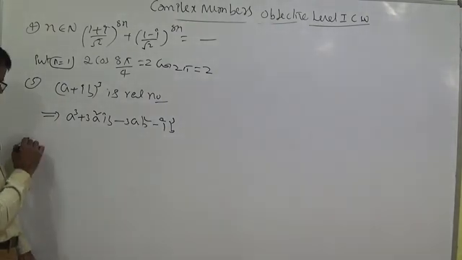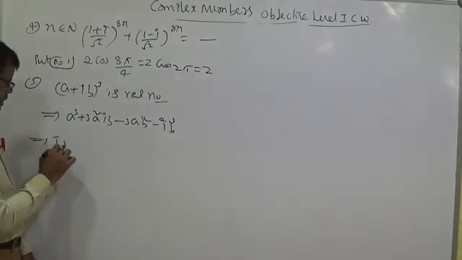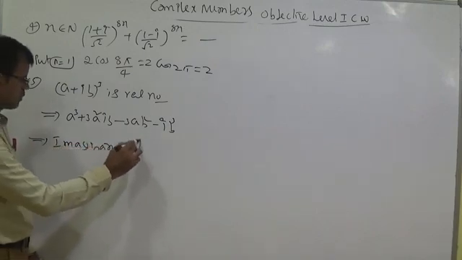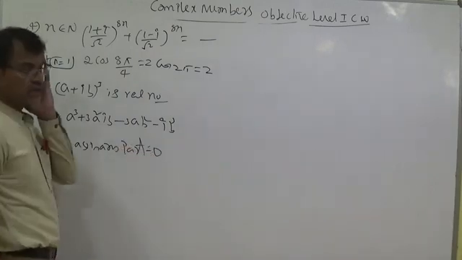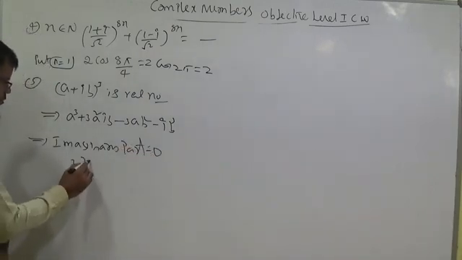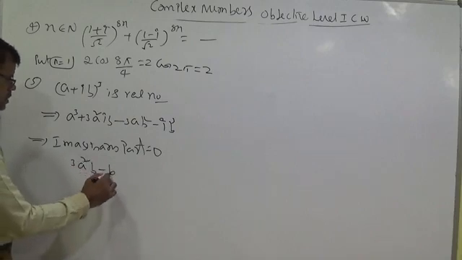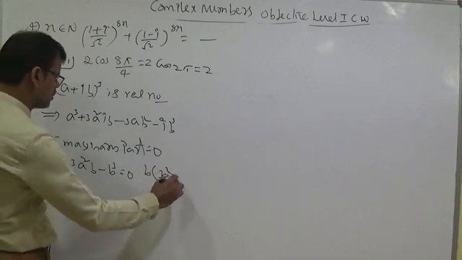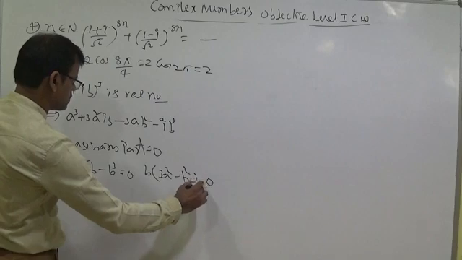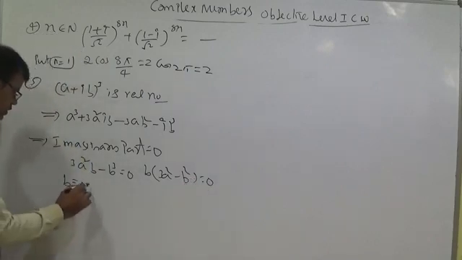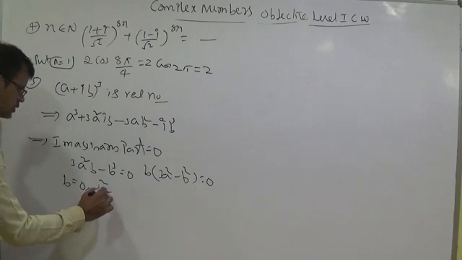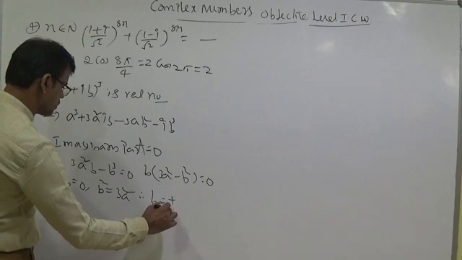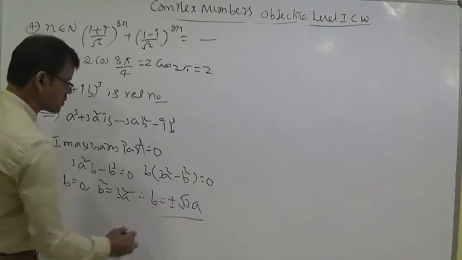Since it is a real number, whenever it is a real number, you can understand the imaginary part is equal to 0. So 3a square b minus b cube is equal to 0. Taking b common, this is 3a square minus b square equal to 0. So b is equal to 0, or b square is equal to 3a square. Therefore b is equal to 0, or b is equal to plus or minus root 3 a.